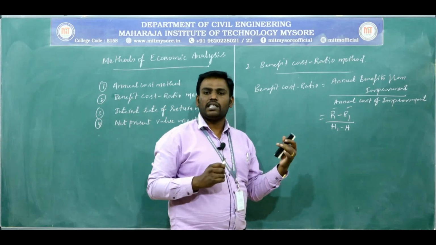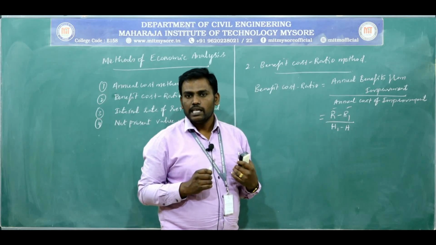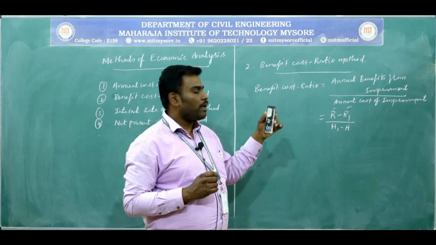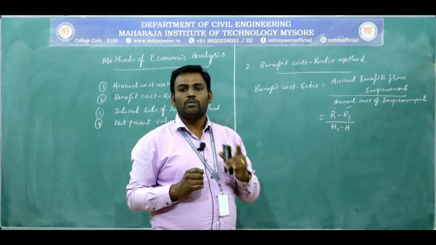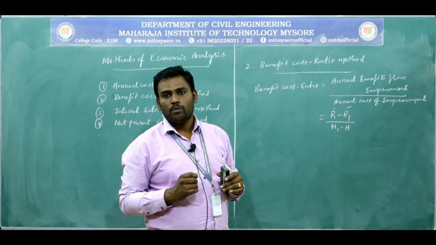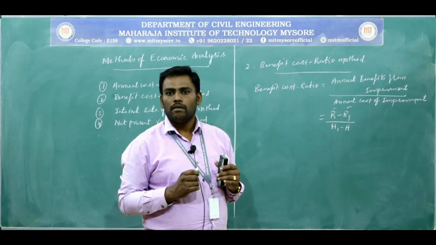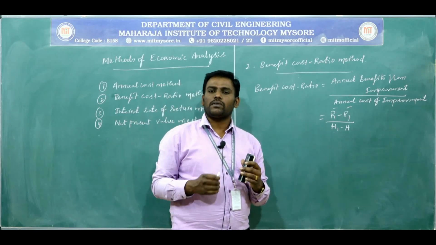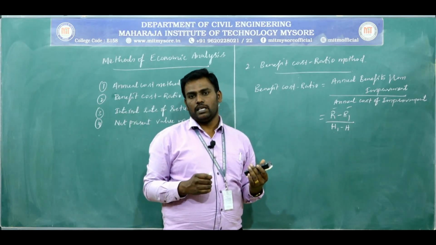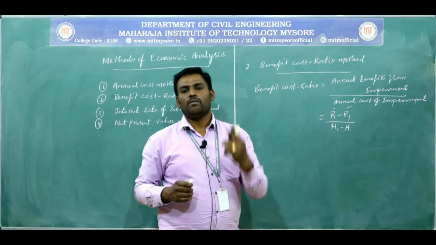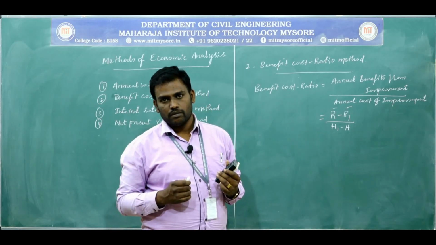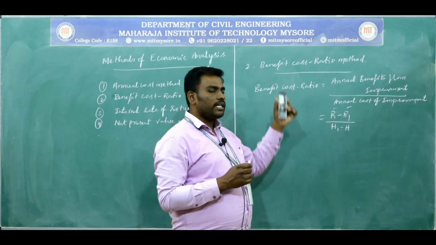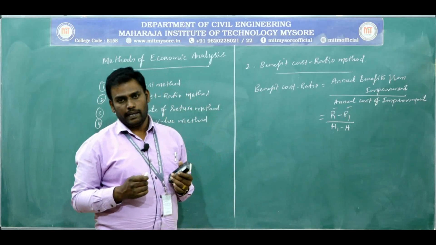Usually for the justification of proposed highway improvements, the benefit cost ratio should be more than unity, more than 1. Is it clear? Means for the justification purpose of proposed highway improvements, the benefit cost ratio should be more than 1. That is regarding the benefit cost ratio method.